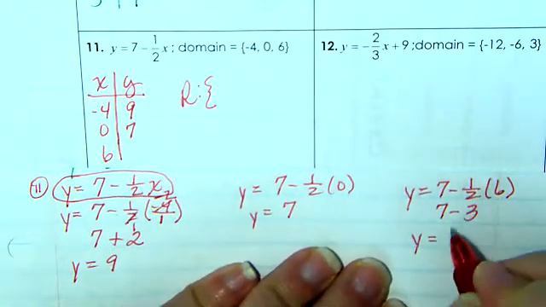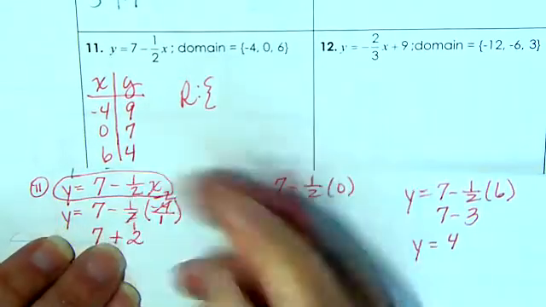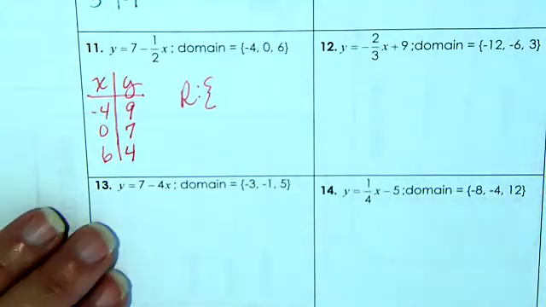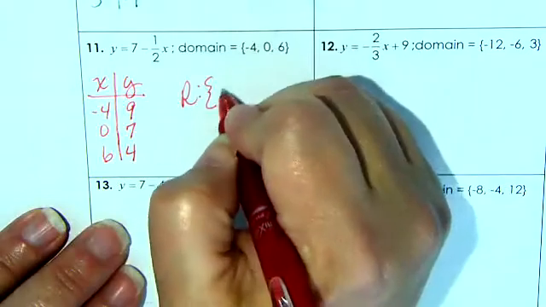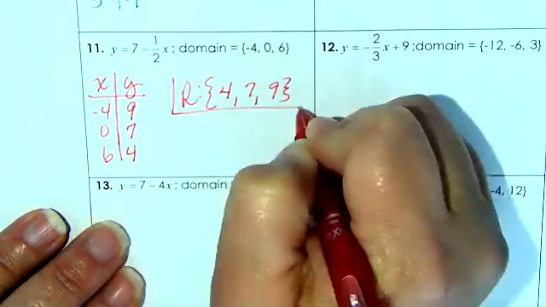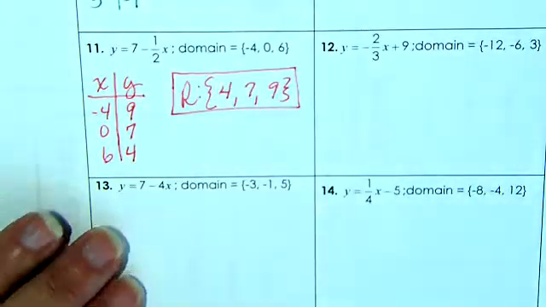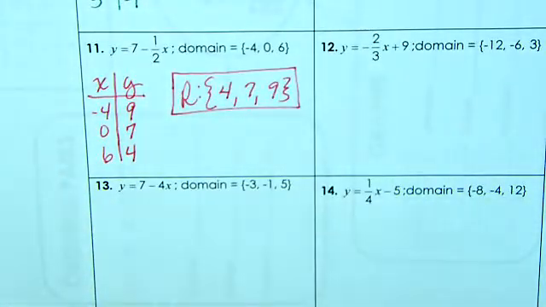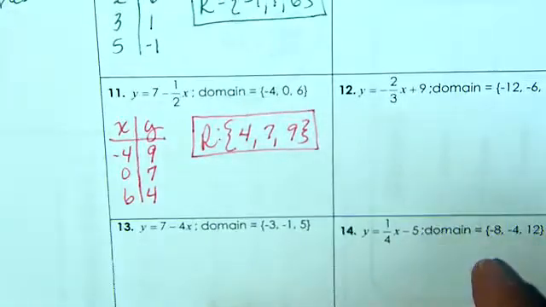Y equals 4. So now when I'm writing my range, remember I put it in order from least to greatest. So this is going to be 4, 7, 9. And there's my answer. Okay. Now we're going to move on to the next page.